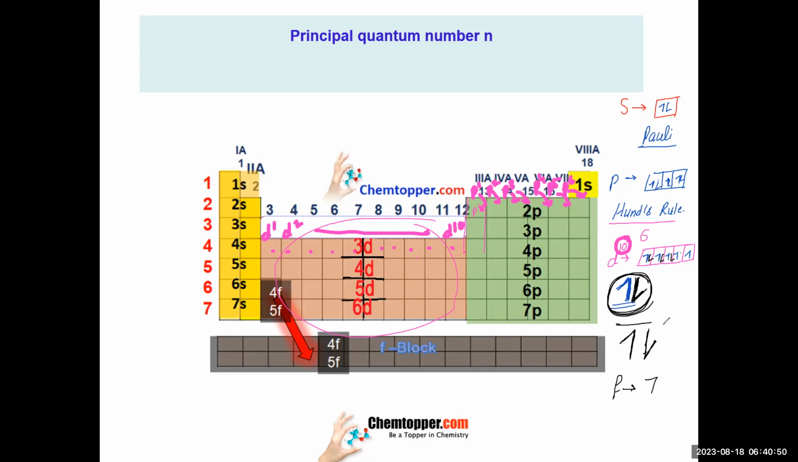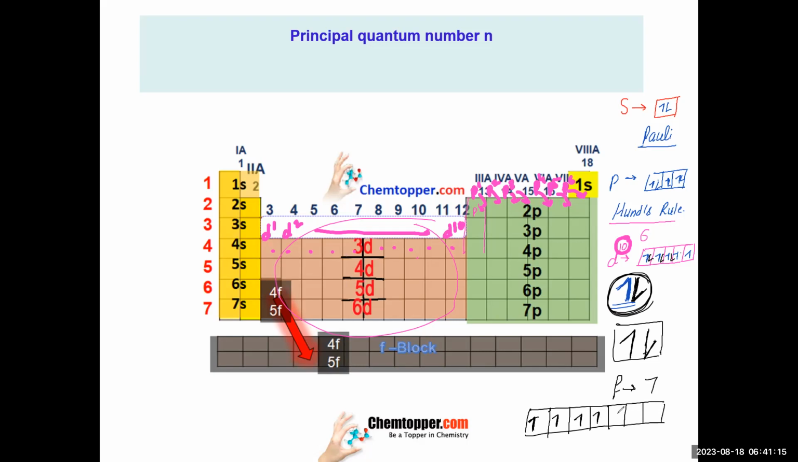You made this picture in the notebook? So now all of you make this picture. Make a box. Divide into 7 parts. 1, 2, 3, 4, 5, 6, now 7. Put one electron with parallel spins like this. Hund's rule.